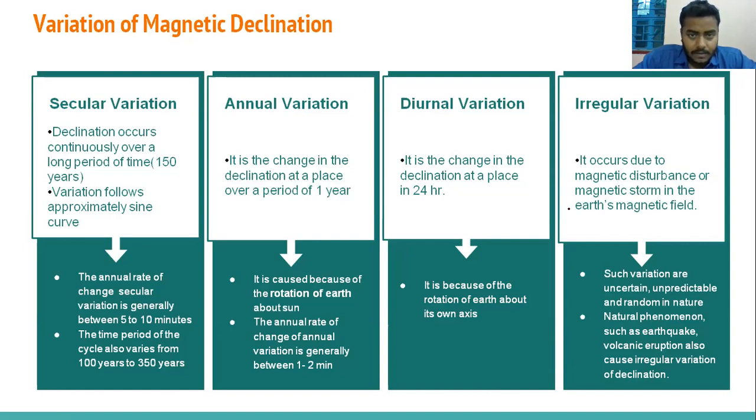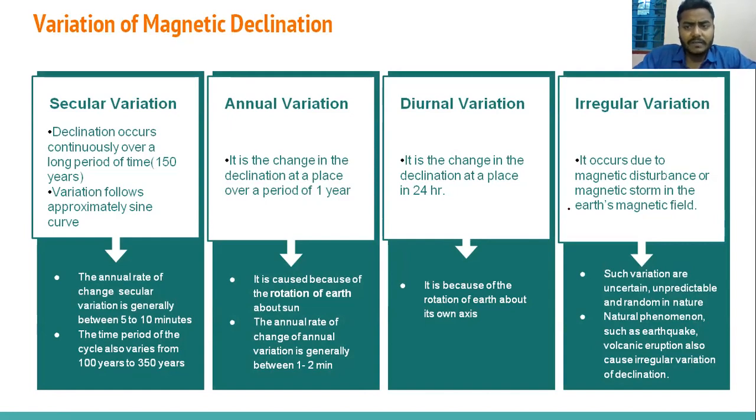The third one is the change in the declination in a 24-hour period. What is happening in 24 hours? Earth is rotating about its axis, so declination will depend upon that. Like in the day declination will be more. When we see the seasons, at the time of summer you will find more declination in the day compared to the night.